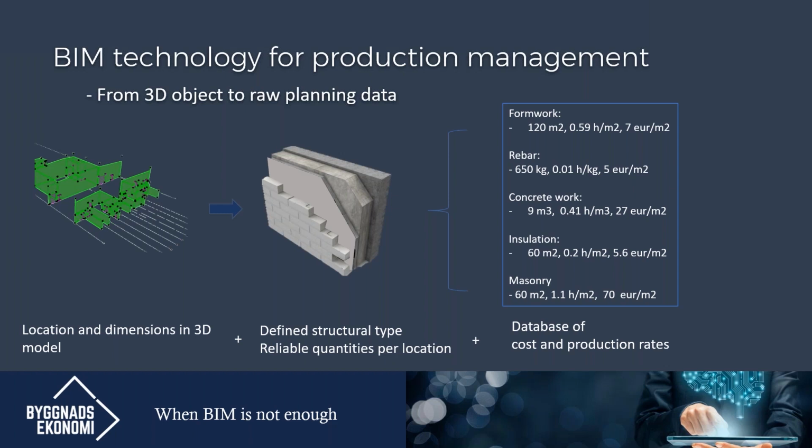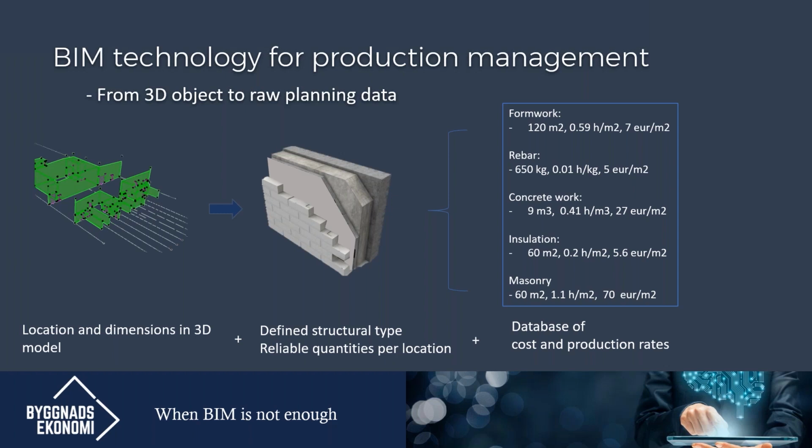You can see the walls that are with the green color on the left side. Now for each of these walls, you can define the structural type. So what type of wall is it that we are going to be building? In this example, we have a concrete wall with insulation and then some masonry outside. So we define the structural type, and we can use the 3D model to get really reliable quantities of how many square meters or cubic meters we have in the model. And we will also know by location extremely exact data of where in the project the specific object is located.